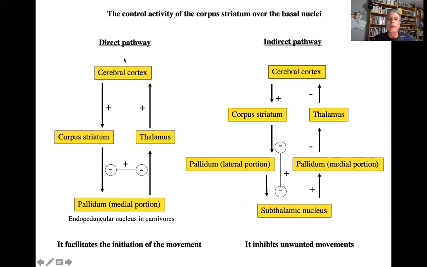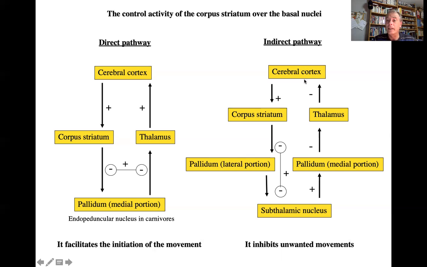So it has been pointed out that there is a direct and an indirect pathway in the control of movements, and this is very important in order to control the right movement. In the direct pathway, the cerebral cortex has excitatory projections over the corpus striatum. Then the corpus striatum projects inhibitory actions over the medial portion of the pallidum, known as the endopeduncular nucleus. However, as this nucleus is inhibitory over the thalamus, we end up having an activation, because inhibition of an inhibition ends up in an activation. So the thalamus activates the cerebral cortex. This pathway tends to facilitate the initiation of the movement.